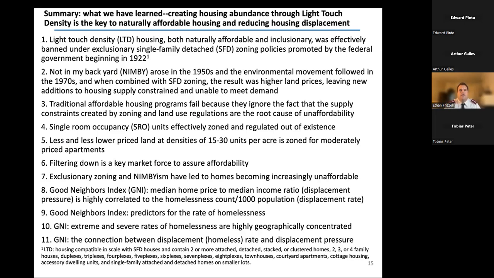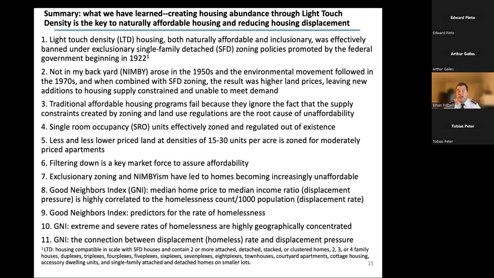We recognize that traditional affordable housing programs fail because they ignore the fact that the constraints are created by zoning and land use regulations. We recognize that single room occupancy units were effective, but pretty much have been regulated out of existence. We recognize that less and less lower priced land at density of 15 to 30 units per acre is zoned for modestly priced apartments. We recognize that filtering down is a key market force to assure affordability.